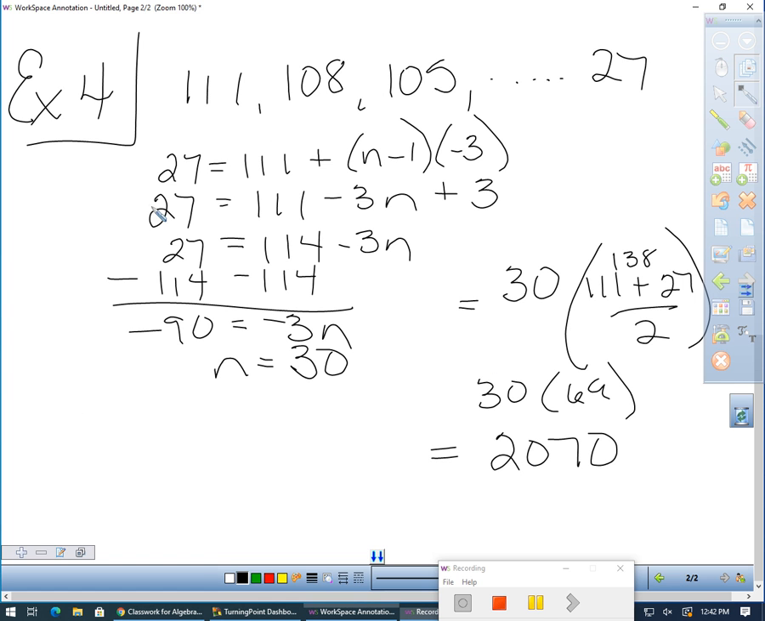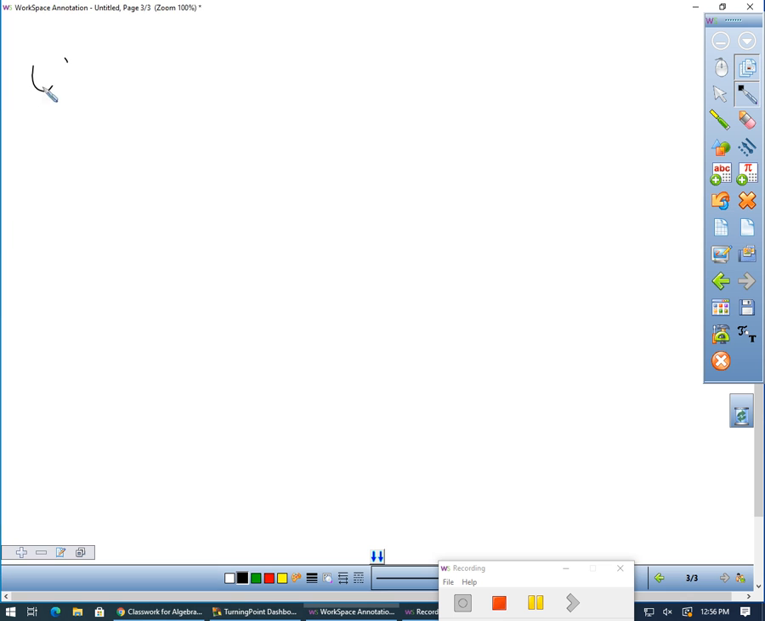Those aren't bad? Okay, so now let's try the geometric one. Let's go to example number 5, and of course this will cover 13 through 15.